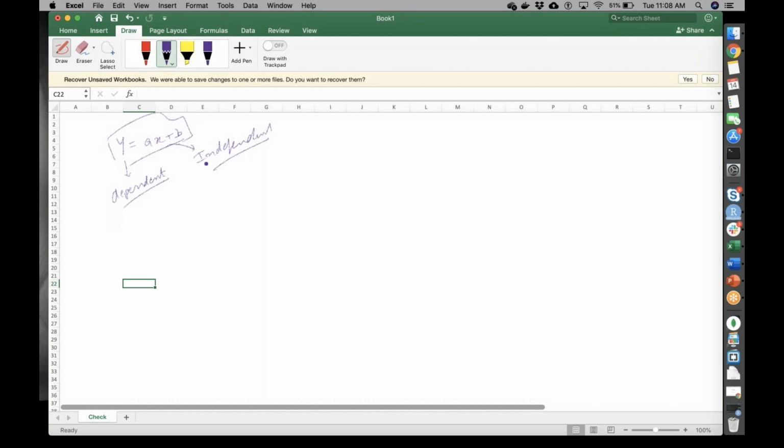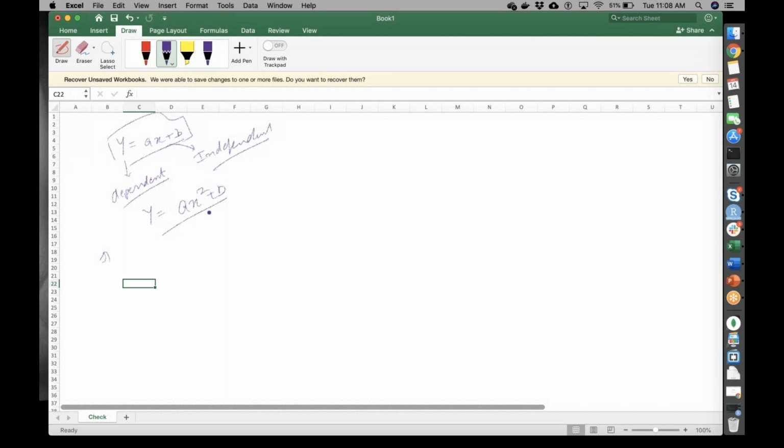Yeah, this is the equation of a straight line. But let's say I just change this to another equation, which says y equals ax square plus b. Okay, and if I run this, can I say this is a part of linear regression? No. Okay. It's a parabola.